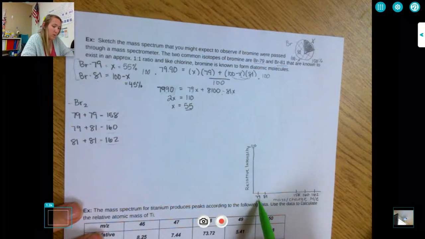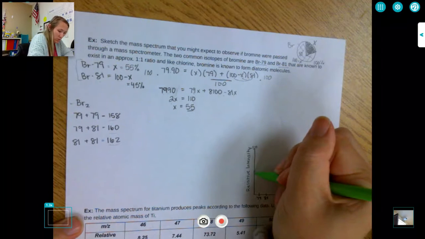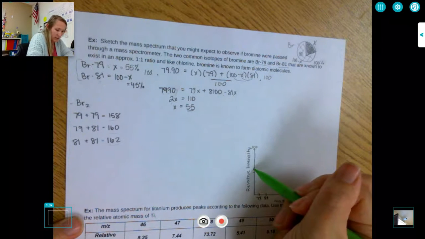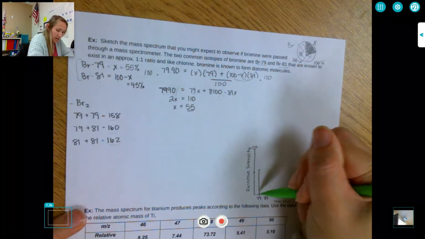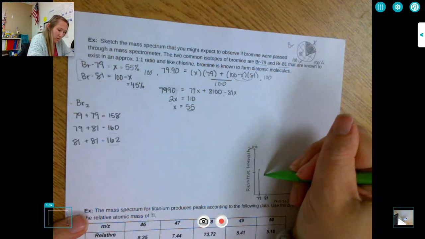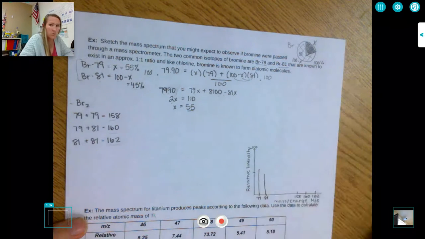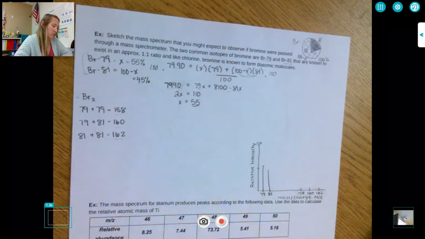So that means I can now put that on my graph. 79 goes to 55, which is a little higher than 50 here. And then 81 is about 45%, so just a little bit less. So now I have those filled out. And next, I'm going to go after my bigger one.